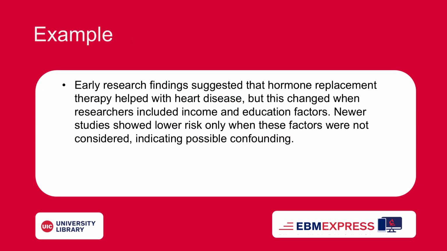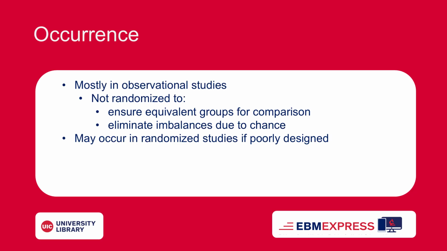An example of confounding is when early research indicated hormone replacement therapy reduced heart disease risk, but this changed when income and education were considered, revealing potential confounding factors. Confounding mostly occurs in observational studies as they are not randomized to ensure equivalent groups for comparison or to eliminate imbalances due to chance. Confounding may also occur in randomized studies if they are poorly designed.